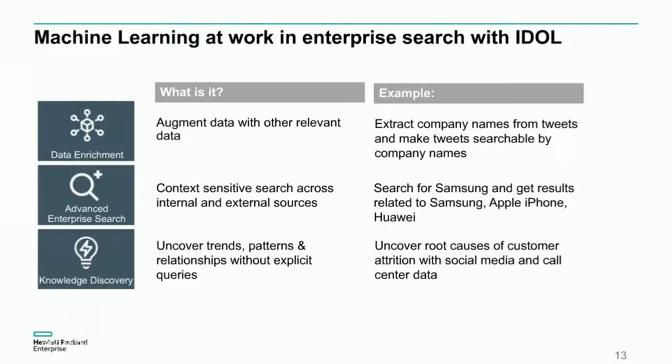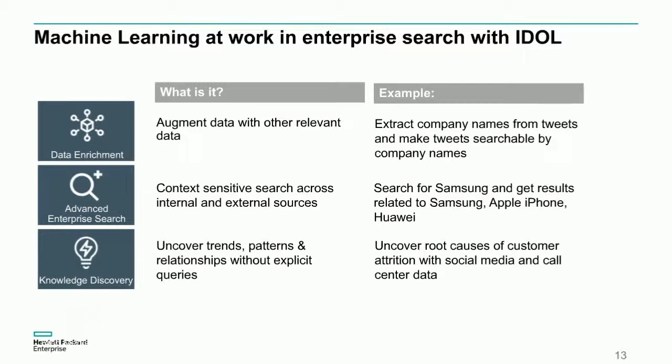So at a very high level, we use machine learning in enterprise search and IDLE for data enrichment, advanced search capabilities, and knowledge discovery. Now, data enrichment is about augmenting data with other relevant data, such as metadata. For example, we can extract company names from tweets, associate the tweets with the extracted names, and make the tweet searchable by company name. Advanced enterprise search capabilities centers on providing search results based upon relevant concepts associated with the search terms. This goes beyond simple keyword search. For example, if you search for HPE, you may see results associated with HPE, IBM, and Dell because IDLE understands that all these companies are related and that they're in the same industry and address very similar markets.